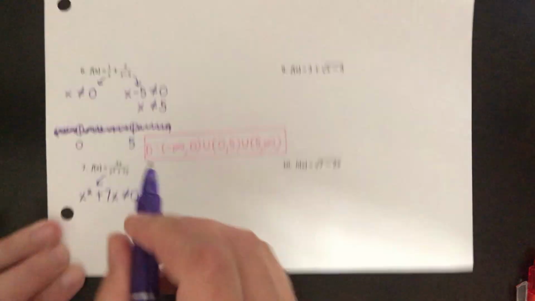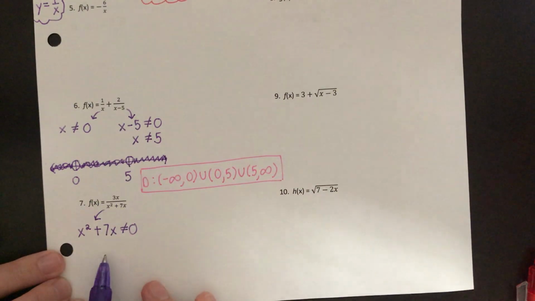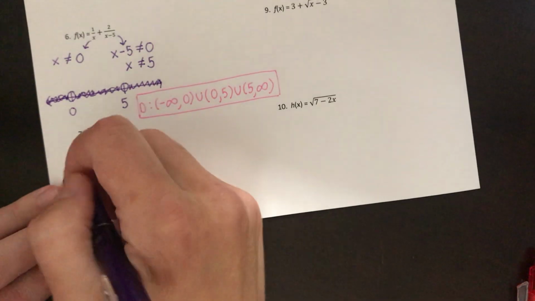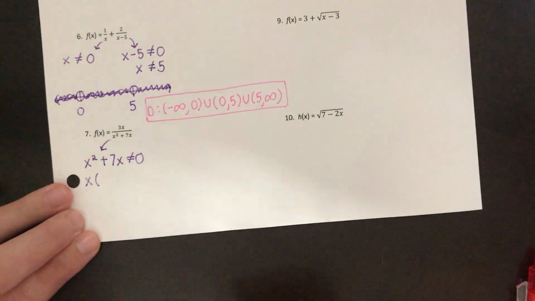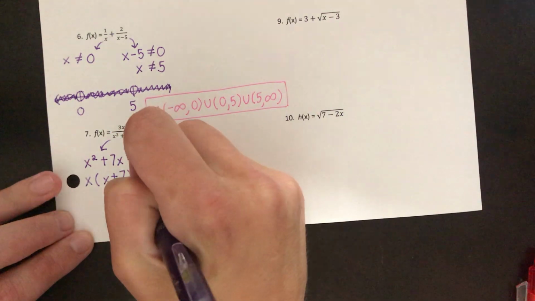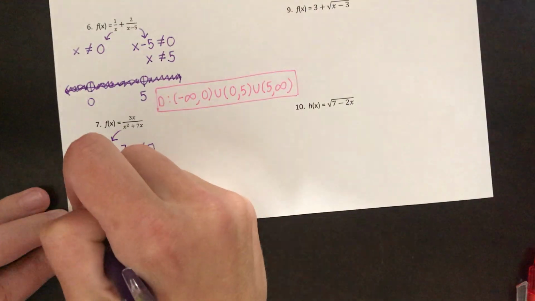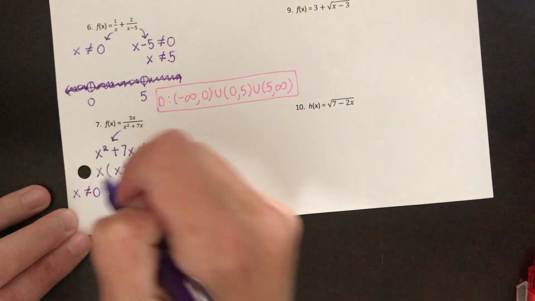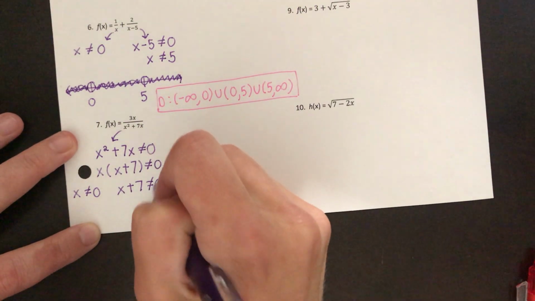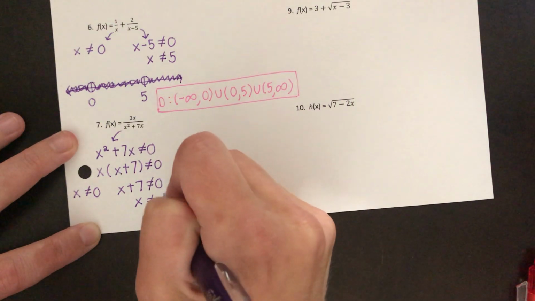Now this expression here on the left is quadratic, not linear. So here I need to factor out my GCF of x, and then I have x plus 7. Then set each factor not equal to 0. So x cannot equal 0, and x plus 7 cannot equal 0. So here, x cannot equal negative 7.